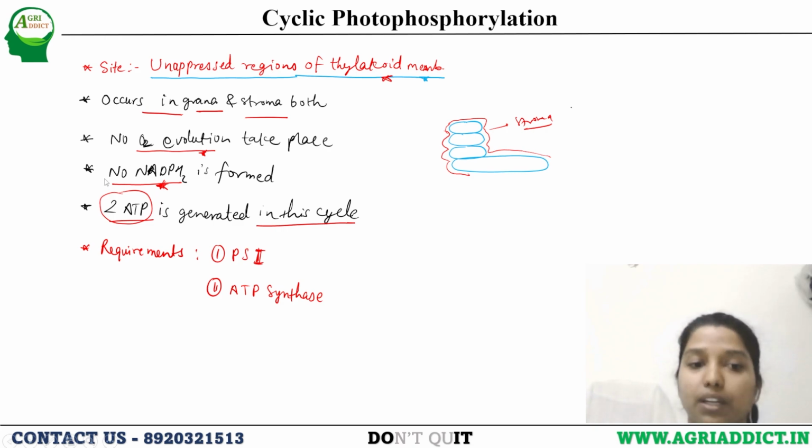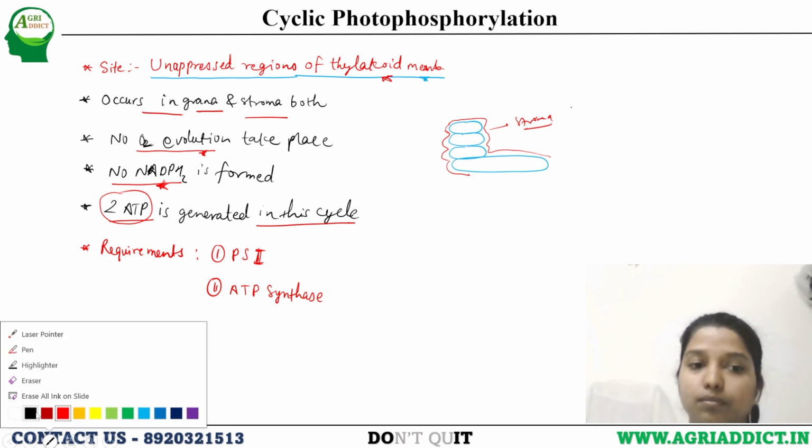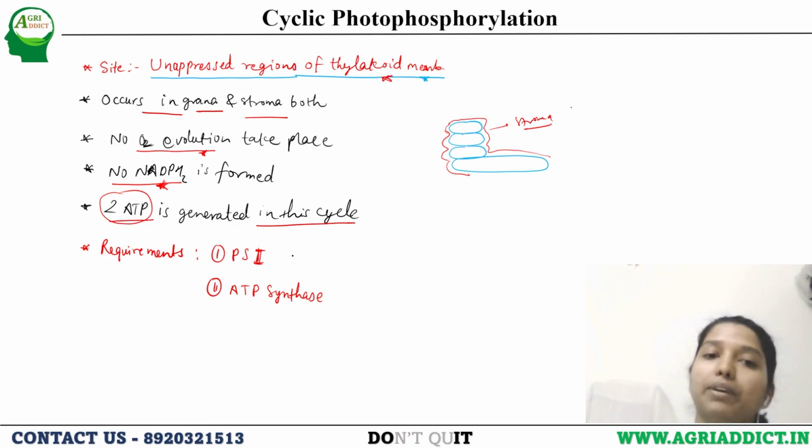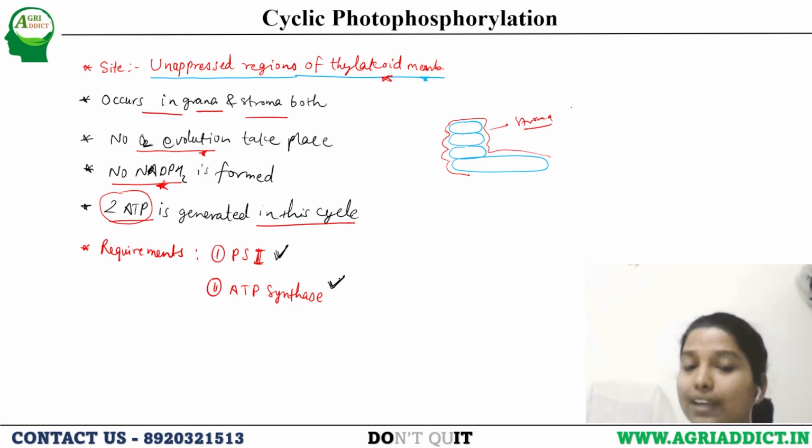Now comes the requirement. Here, only PS1 is required. There, PS1 and PS2 both were required. Here the ATP synthase enzyme is there. There ATP synthase was also there. There NADP reductase was also there. PS1, PS2, ATP synthase, and NADP reductase, four things were required. Here only PS1 and ATP synthase, two requirements.